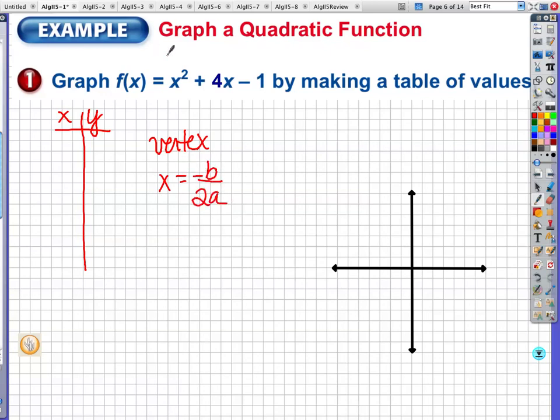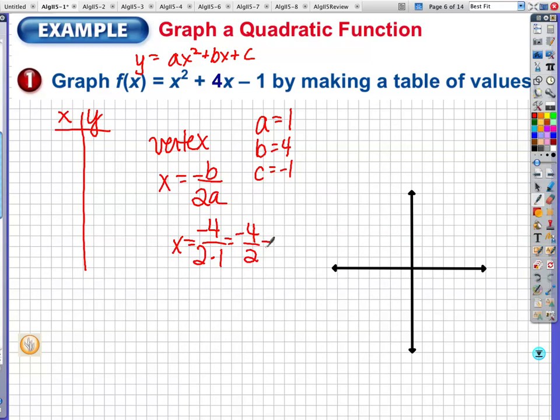Once again, it's like y equals ax squared plus bx plus c. So my a value is 1. Not x, it's the coefficient, the number in front of x squared. My b value is 4. My c value is -1. So I go down here, x equals, b is 4, negative b is -4, over 2 times the a value, which is 1. So I have -4 over 2, which is -2. I go to my table, I put -2 right smack down in the middle.